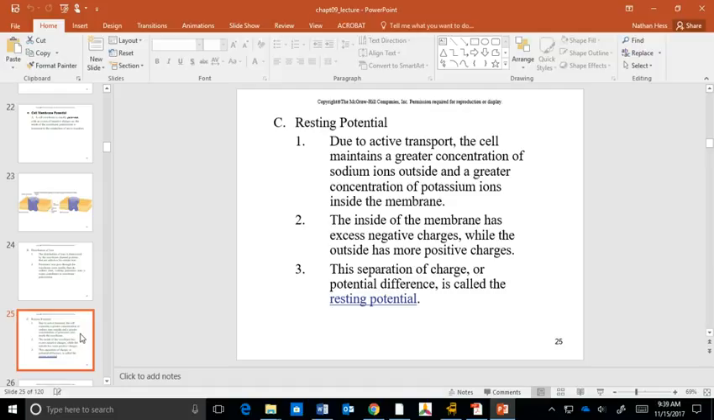You'll get there. Okay? So due to active transport, remember back to our cell movements? The cell is actively moving these ions in and out of the cell. And so there ends up being a greater concentration of sodium outside and a greater concentration of potassium inside. You with me? Inside of the membrane has an excess negative, or outside is more positive. And this separation is what we call a resting potential. That there's more negative inside, more positive outside.